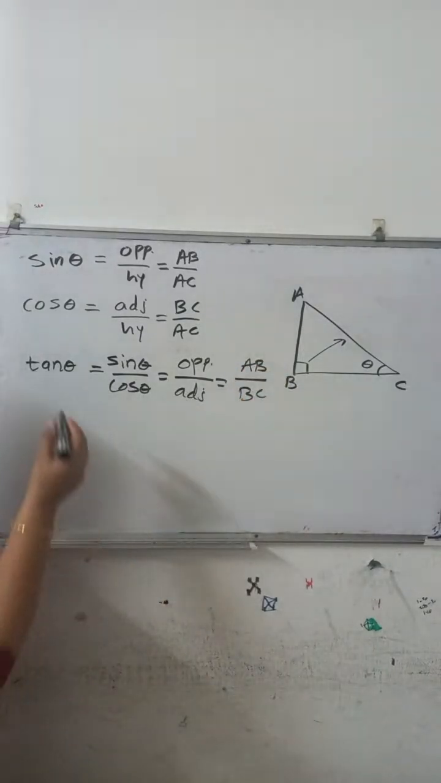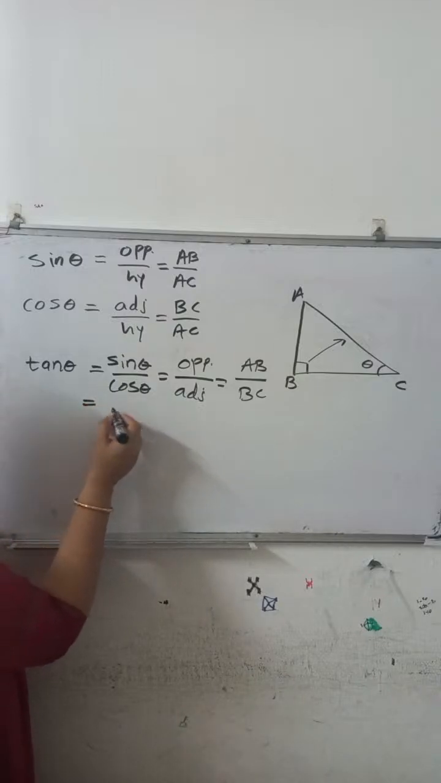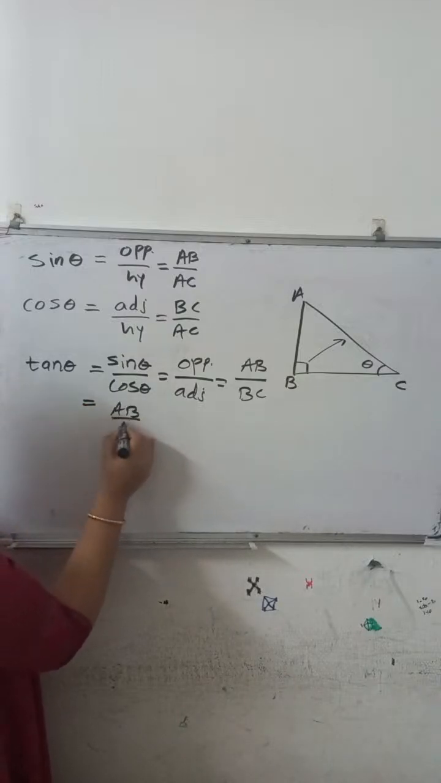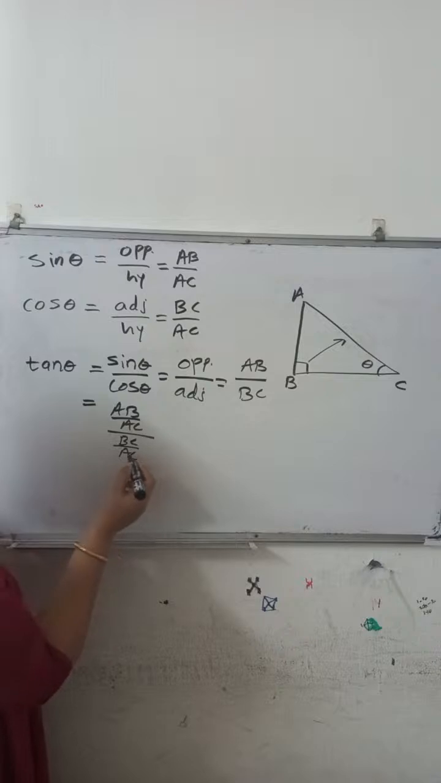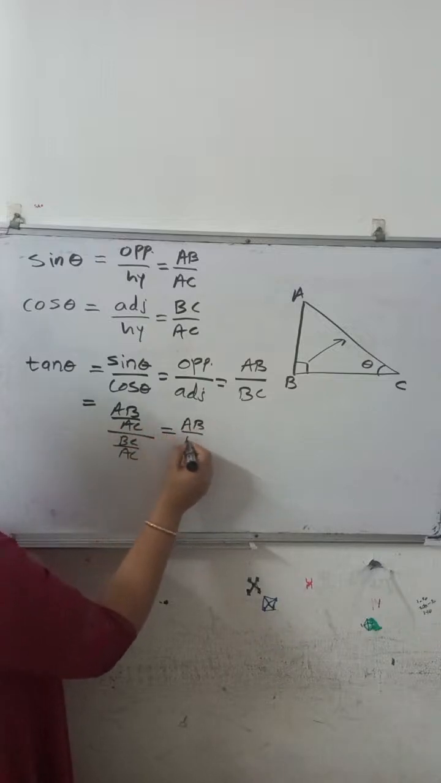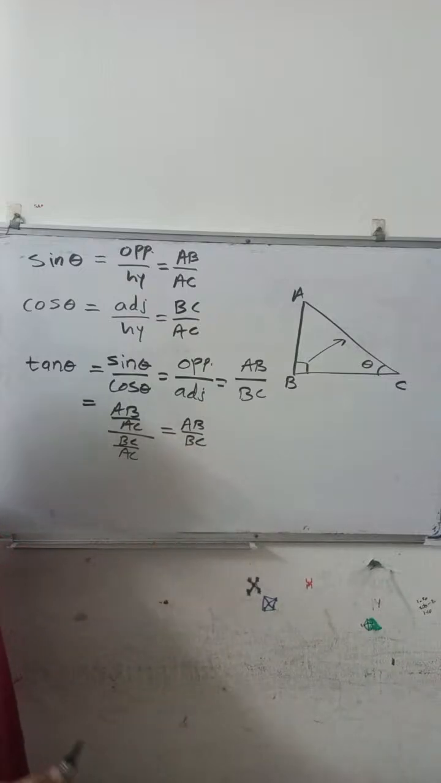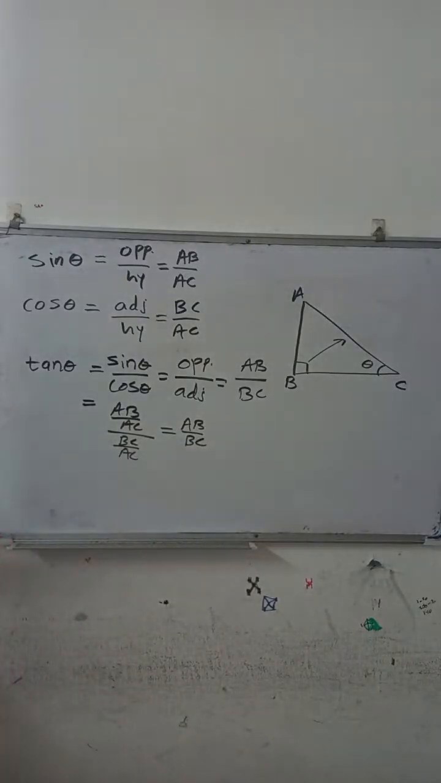Okay, and if you take sin theta by cos theta also, check here: AB by AC divided by BC by AC. So AC gets reciprocal and it gets cancelled and we will get AB by BC. Same thing we are getting. Okay, so if we take this ratio, then we will get the same thing. So this is nothing but tan theta.